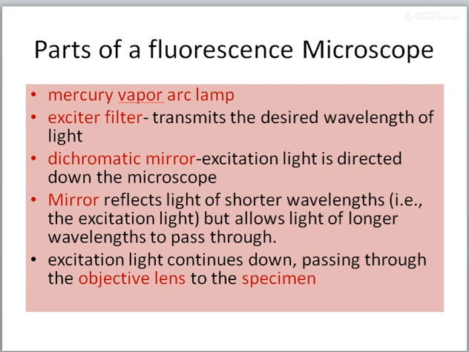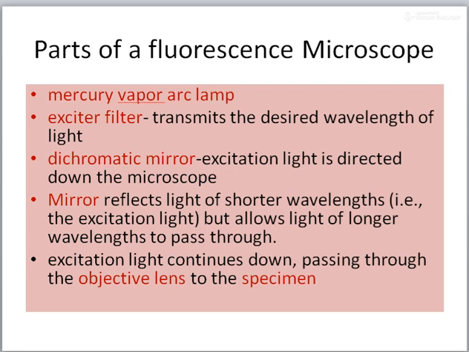Now let's move on to the parts of a fluorescence microscope. It mainly includes different parts like a mercury vapor lamp, an exciter filter which transmits the desired wavelength of light, a dichromatic mirror which will direct the excitation light down the microscope, a mirror which reflects the light of shorter wavelength but allows light of longer wavelength to pass through. So shorter wavelength light will be reflected and the longer wavelength light will pass through it. And the excitation light continues down, passing through the objective lens to the specimen.